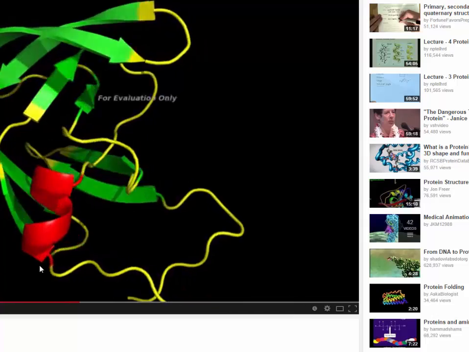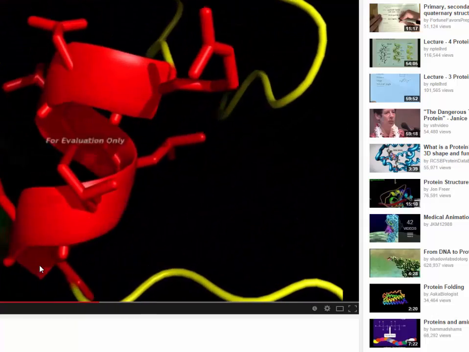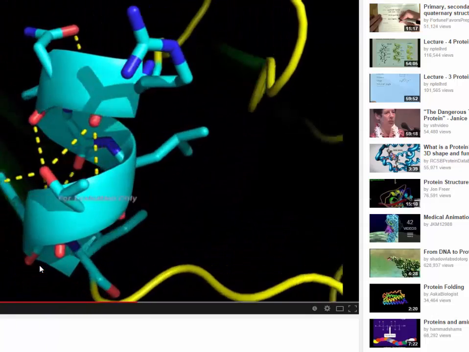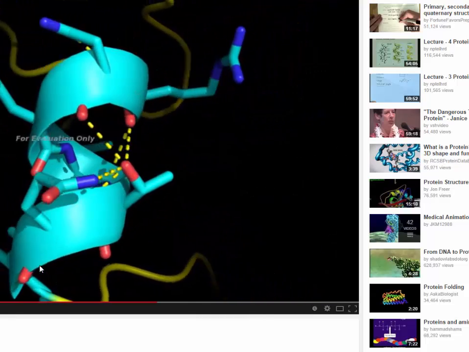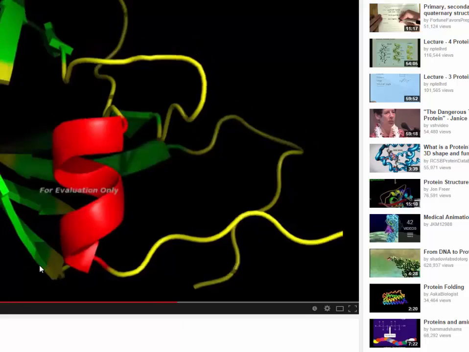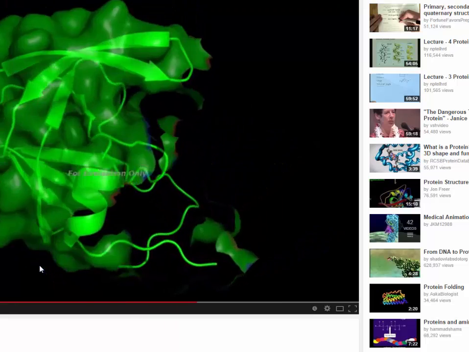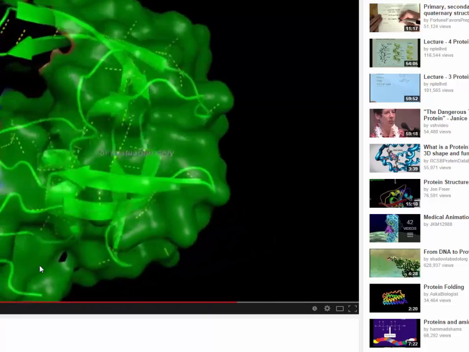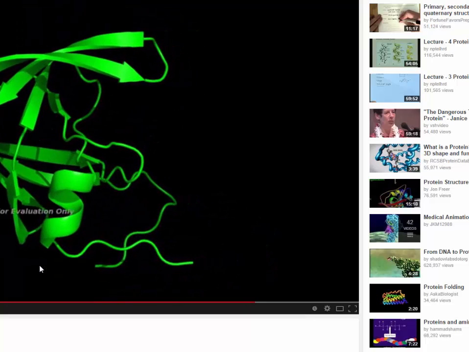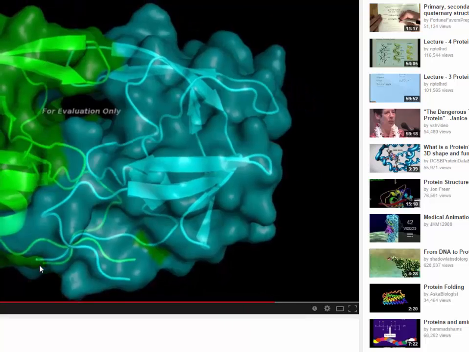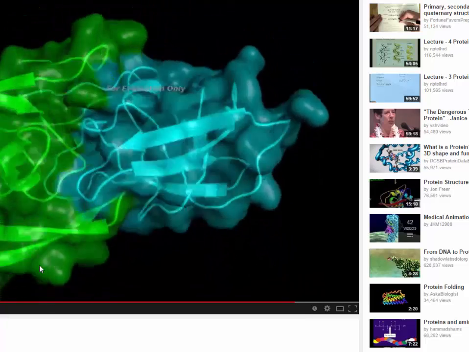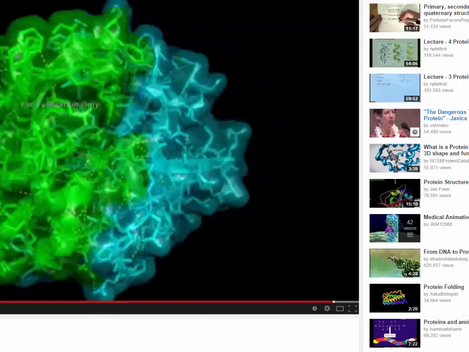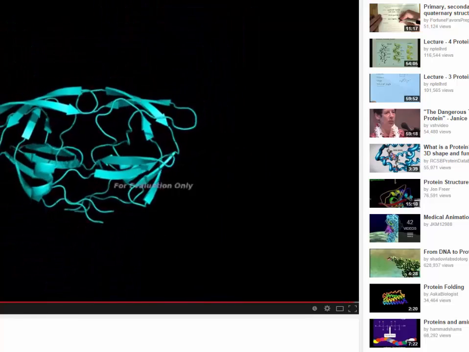However, I thought it was a very good depiction of protein structure, of primary, secondary, tertiary, and quaternary folding. So what we see here is the red part is a helix, and here is the actual 3D space that protein is taking. And then again, these are two units that are linked up, so that's the quaternary structure of that protein. The wireframe model shows you where the actual molecules are.